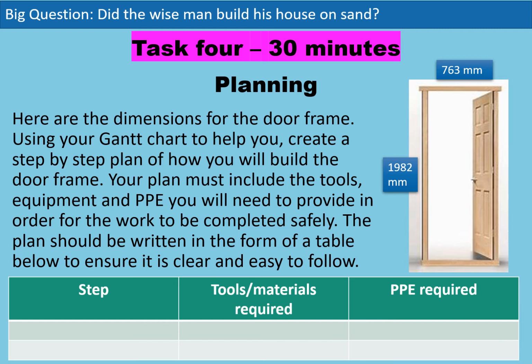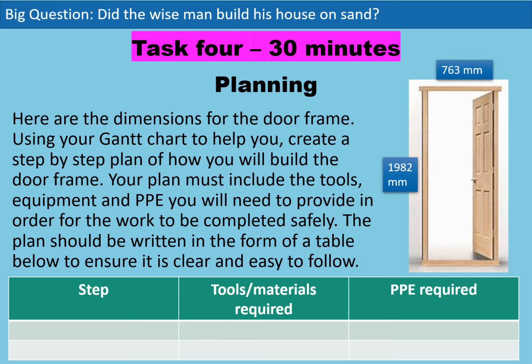So, below is a little diagram of a door, and it has the dimensions of the door frame. So this relates to your Gantt chart. You're going to use your Gantt chart to help you create a step-by-step plan of how you would build that door frame. So your plan must include the tools and equipment and the PPE that you would need in order to complete your work safely. And the plan should be written as a table like the one below, because it just makes it easier to see. So you don't need to include any timings here.